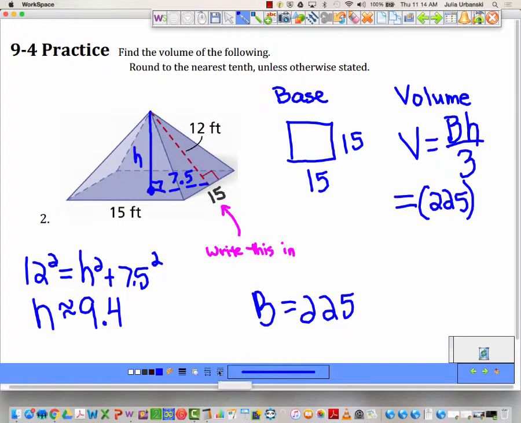If you wanted to be really, really accurate, here's what you could do. You could not hit clear on your calculator button. You could leave it at 9.36 and all that, and go ahead and hit times 225 and then divide by 3. Your answer will be better if you do it that way. Those of us that round to 9.4, our answer is going to be slightly off. What do we get?